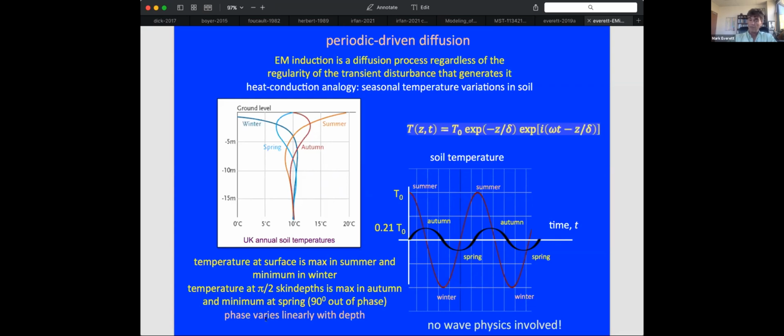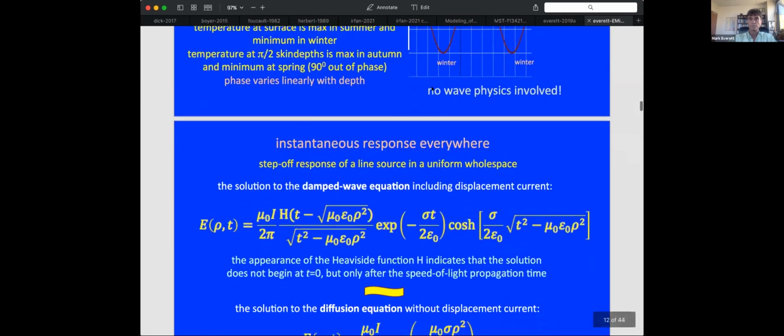So we have a phase that varies linearly with depth, as you can see here with Z. And we also have a periodic driving function. But interestingly, no wave physics is involved. So you can call it periodic driven diffusion.